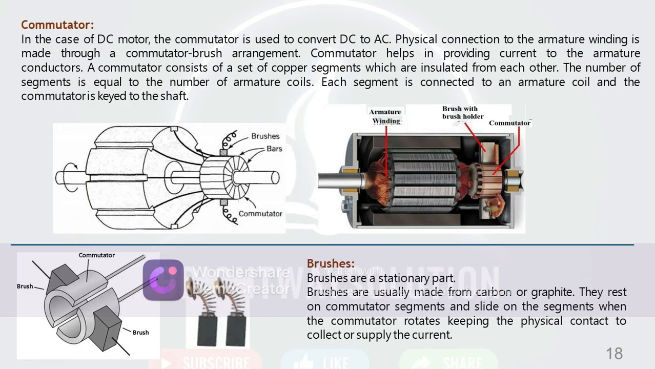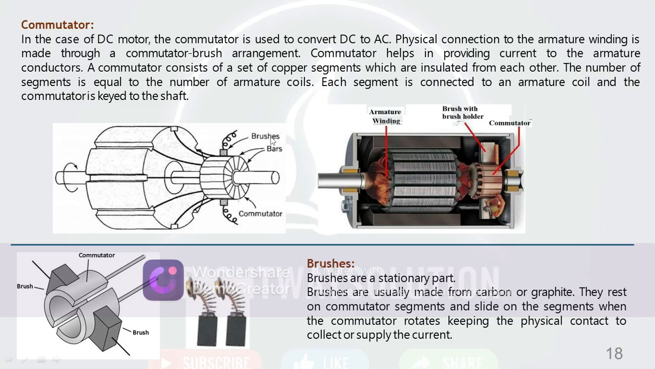Commutator: in the case of the DC motor, the commutator is used to convert DC to AC. The physical connections to the armature winding are made through the commutator brush arrangement. The commutator helps in providing current to the armature conductors. It consists of a set of copper segments which are insulated from each other. The number of segments is equal to the number of armature coils.